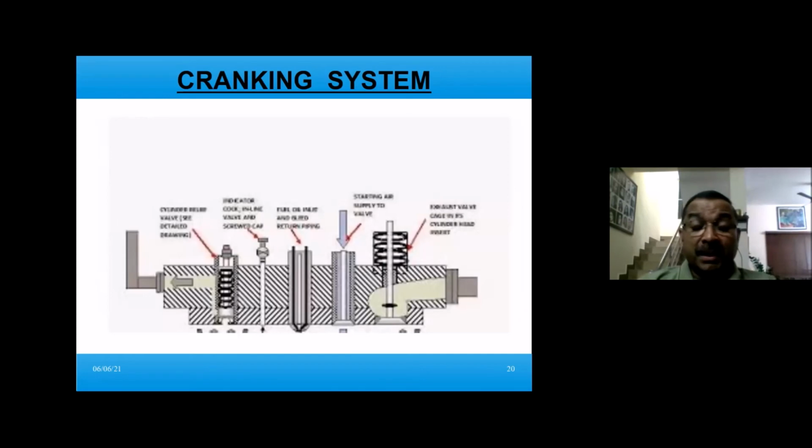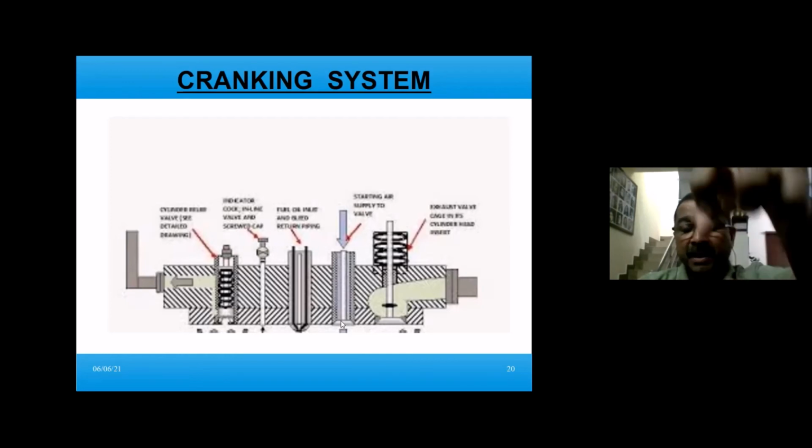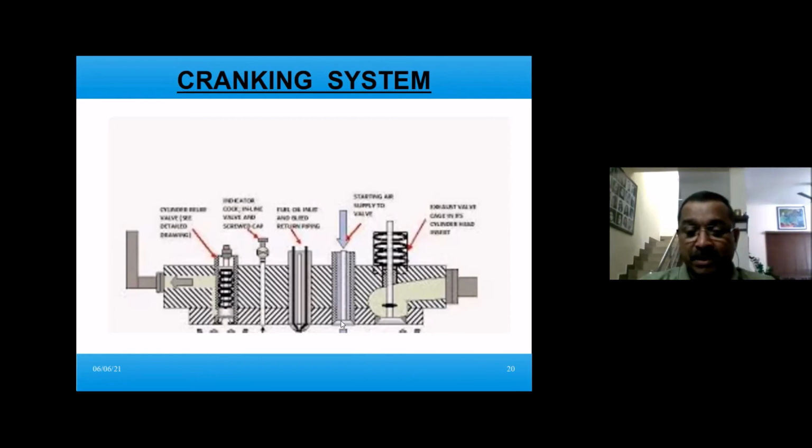So Uncle told that in a big engine, in a ship's engine, in order to crank, we use compressed air for cranking the engine. So in the cylinder head, there will be another port to admit the starting air. In this particular system, what we are actually doing is trying to simulate the power strokes.